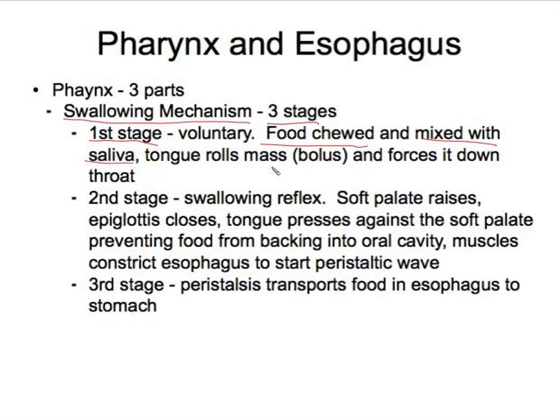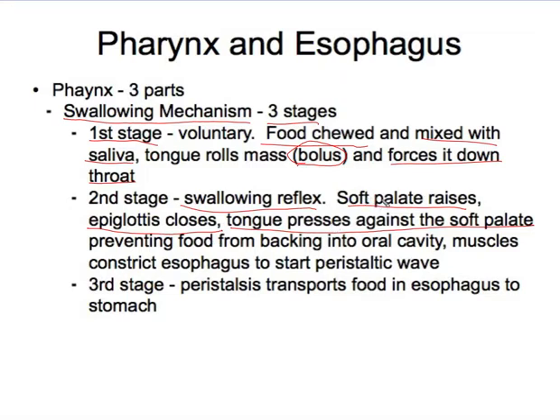When our tongue rolls it into this lump, this ball of food in our mouth, we call that a bolus. So a bolus is a ball of food that is a combination of food and saliva that gets swallowed. And we force this down the throat. When that happens, your swallowing reflex takes over. For this swallowing reflex, your soft palate raises, sealing off your nasal cavity. Your epiglottis closes, shutting off your trachea. Your tongue pushes against the soft palate, preventing food from backing into the oral cavity.